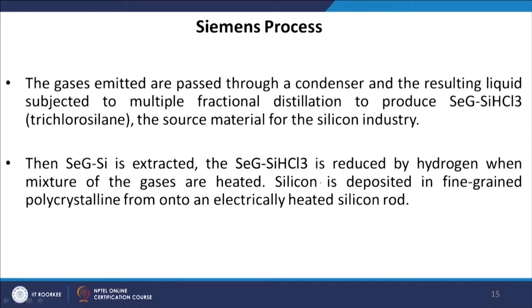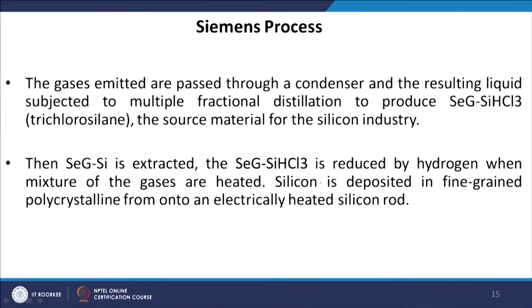So, in fractional distillation we vary the pressure and we get the required chemical or required material out of a combination of materials. Now, we use fractional distillation in the Siemens method to produce trichlorosilane, or SiHCl3, the source material for the silicon industry. This trichlorosilane is further used to extract the EGS, electronic grade silicon. The SiHCl3 is reduced by hydrogen when the mixture of the gas is heated. Silicon is deposited in a fine grained polycrystalline form onto an electrically heated silicon rod.